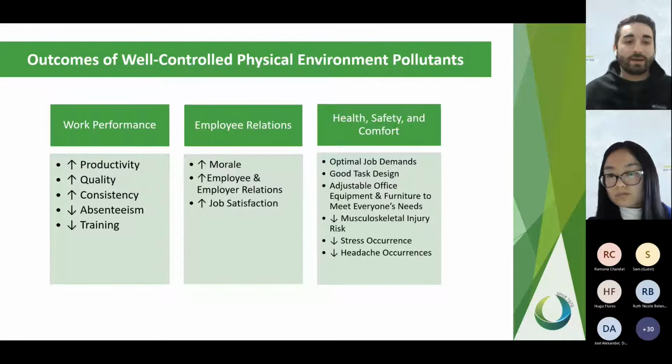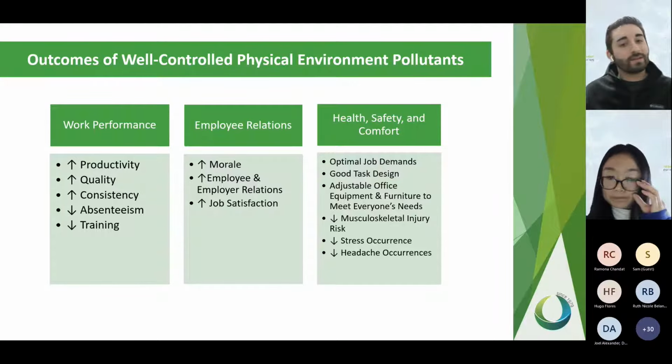So in doing that, we all hear all the time that doing ergonomic assessments reduces musculoskeletal injury risk, which is obviously the main goal. But combining lighting and noise assessments reduces that risk even more. And with that risk decreased and the employees feeling better, their stress occurrence also decreases. And obviously when you're stressed out, you get a lot of headaches and stuff like that, so that decreases. But being in good working postures and performing the work appropriately also decreases your headache occurrences.